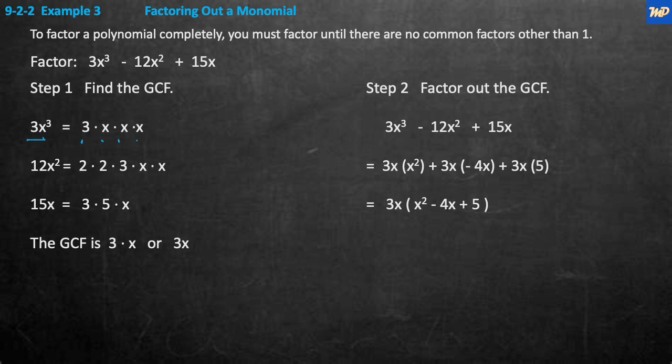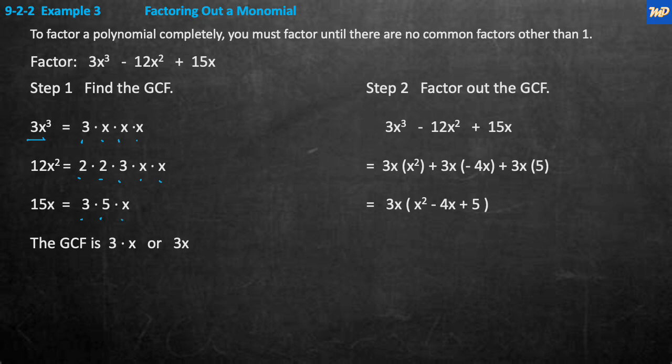12 breaks down into a 2 goes into 12 6 times. 2 goes into a 6 3 times. So we have 2 times 2 times 3. And then x squared, we have 2 x's. Okay? And for the 15x, we have no 2's going into 15, but a 3 does. A 3 goes in 5 times, and 5 goes in 1 time. So there it is. 3 and 5 are the primes of 15. And then there's 1 single x.